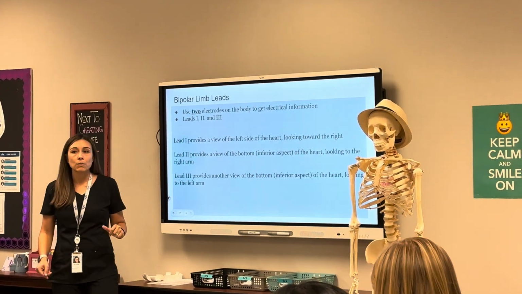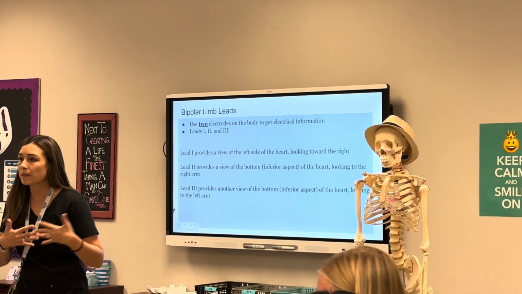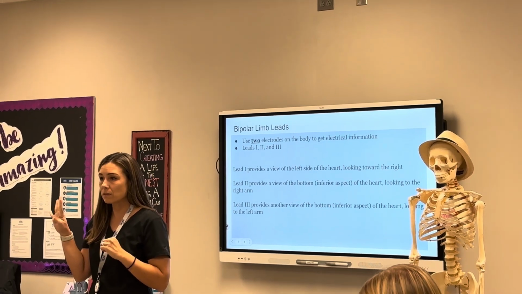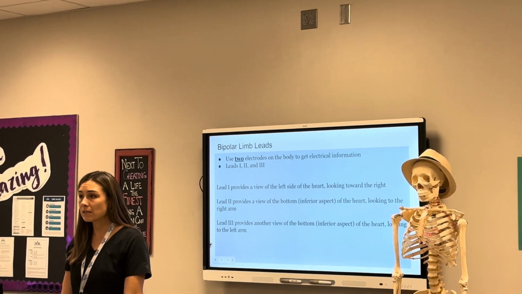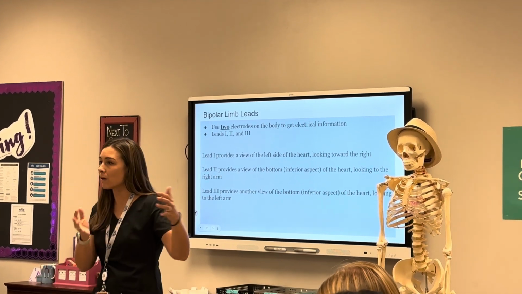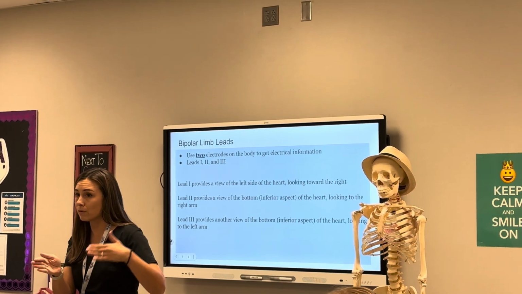Okay, so we are going to talk about, okay, let's go back to electrodes. How many electrodes to make 12 leads? 10. Okay, 4 of those are what kind of electrodes? Limb leads. Because remember, we use leads in lots of different ways. Okay, and then you have your precordial. Precordial are what? V1 through 6.